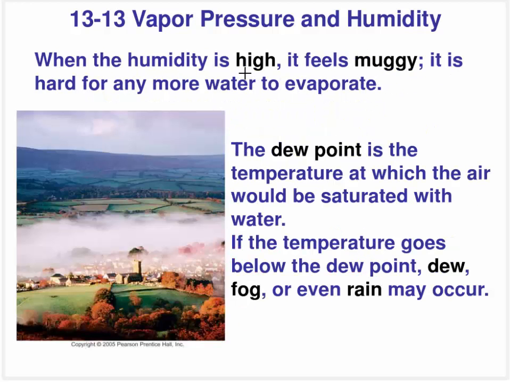Now we all know that when the humidity is high, it's going to feel muggy and terrible. Essentially what's going on here is there's a lot of water in the air, so it's hard for water to evaporate off of your skin, cooling you off into the air, because the air is already saturated. We can talk about dew point, which is essentially you take a parcel of air and you cool it down to some temperature at which it would be saturated. And if the temperature goes below that dew point, then we're going to get dew, fog, or even possibly rain.